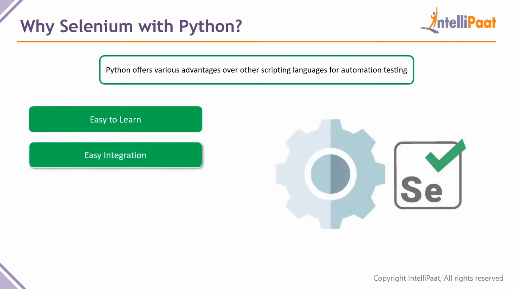And then easy integration. So as compared to other languages like Java and PHP, the integration between the libraries is quite hard. You have to attach a lot of dependencies to your code and whatnot. With Python, you can simply download the Selenium library, you can import it and get started with your coding. There are no additional dependencies required.